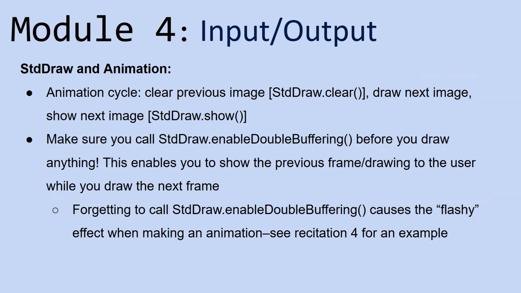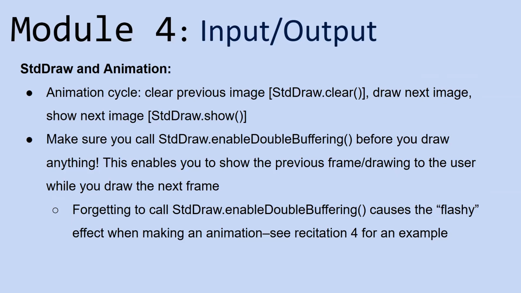So animation cycle. Basically, there are three steps in our animation cycle. First, we clear the previous image, which we do by calling StdDraw.clear. Basically, that just means we're now going to be drawing a new image, and it resets the screen back to white. Technically you can also call clear with a parameter saying what color you want to set the screen to, but 99% of the time we're just going to do white, so you can just do StdDraw.clear. And then you draw the next image, which means calling whatever StdDraw functions you need in order to draw your next image slash frame.